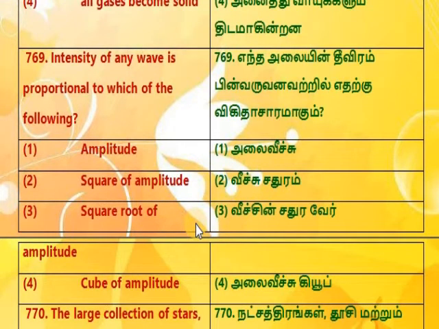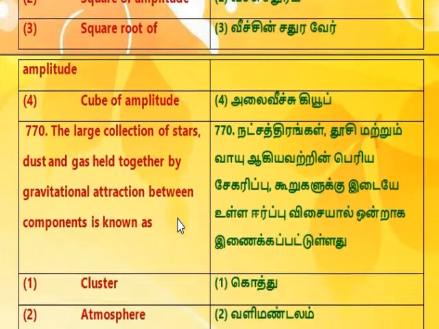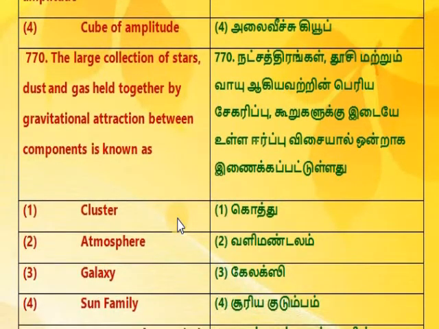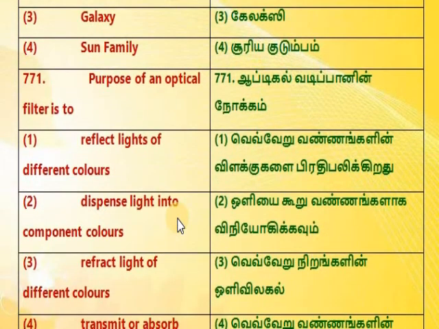769. Intensity of any wave is proportional to which of the following? 1. Amplitude, 2. Square of amplitude, 3. Square root of amplitude, 4. Cube of amplitude. 770. The large collection of stars, dust, and gas held together by gravitational attraction between components is known as 1. Cluster, 2. Atmosphere, 3. Galaxy, 4. Sun family.